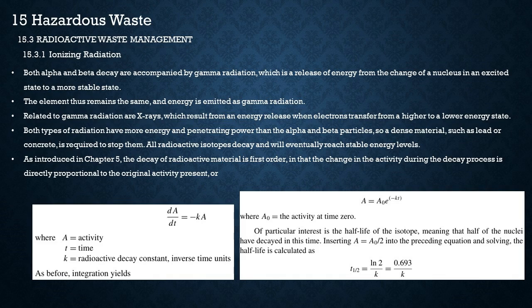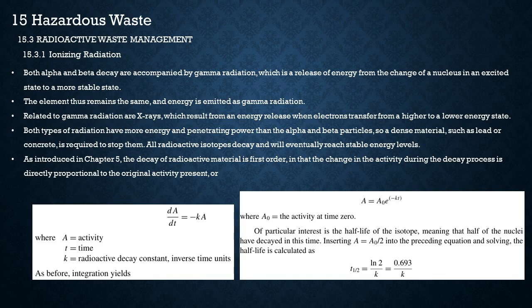Related to gamma radiation are X-rays, which result from an energy release when electrons transfer from a higher to a lower energy state. Both types of radiation have more energy and penetrating power than the alpha and beta particles, so a dense material, such as lead or concrete, is required to stop them.